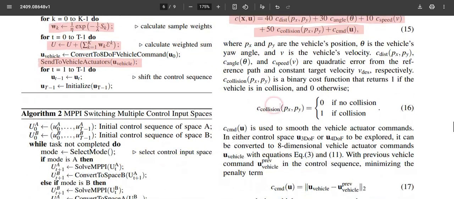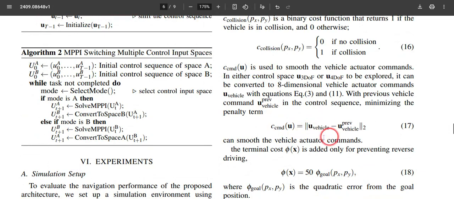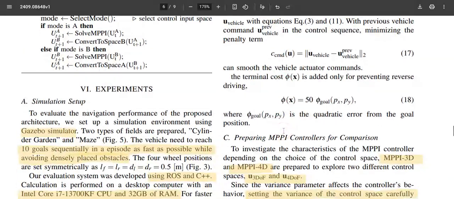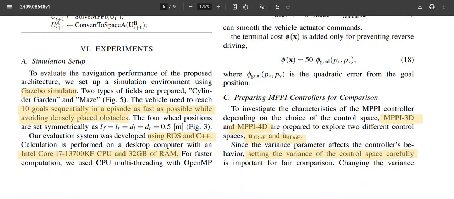And the collision factor is binary: 1 is for collision, 0 for no collisions. And this would be for the smoothing factor, which should not deviate much higher than the previous one. So this helps us to prepare the MPPA.